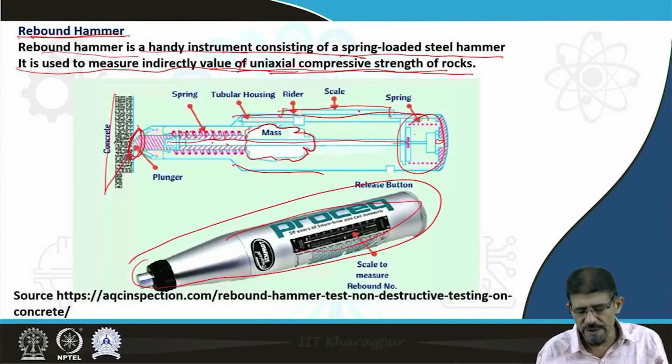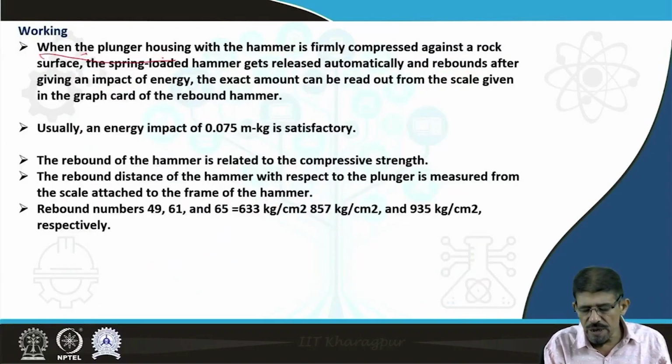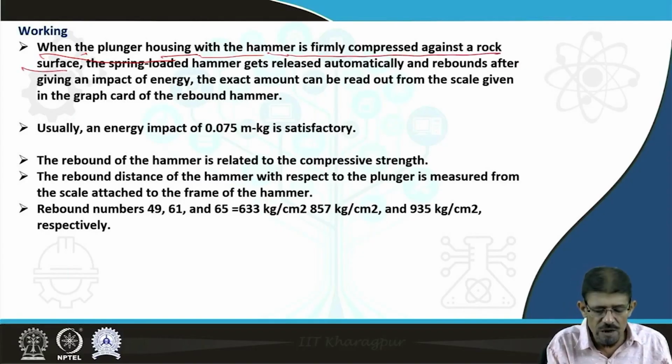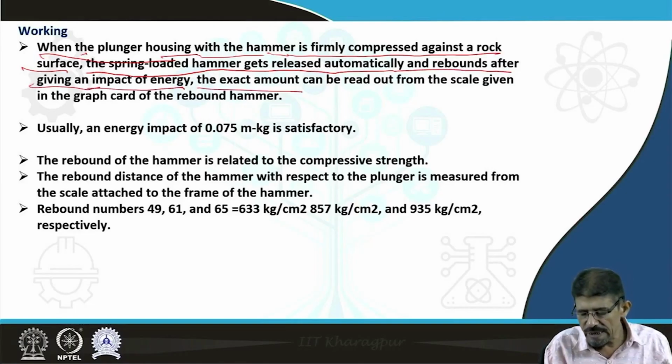When the plunger is at this point, when the plunger housing with this hammer is firmly compressed against the rock surface or rock strata or any concrete or anything, the spring-loaded hammer gets released automatically and rebounds after giving an impact of energy. The exact amount can be read out from the scale given on the graph card of the rebound hammer.